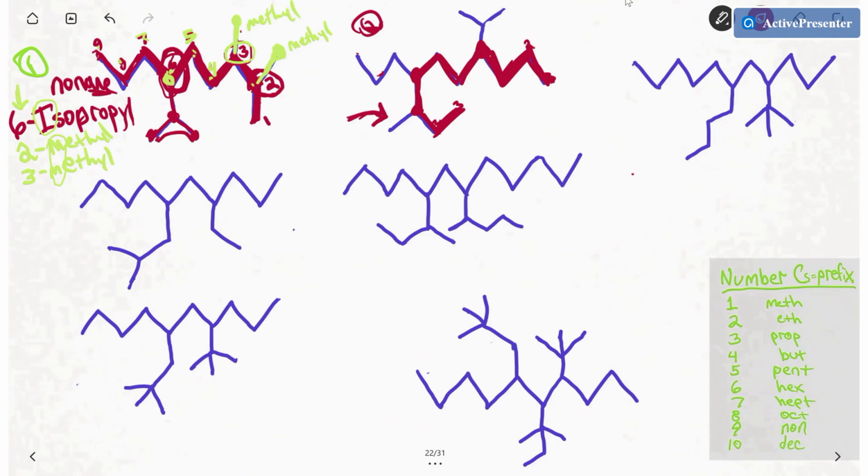Now, how do we number these? Well, we have to number them so the first substituent gets the lowest number possible. So if we go 1, 2, 3, 4, that would be 4. But if we started over here, 1, 2, 3, well, the 3 would be the lowest number for the substituent right here. So we're going to go with that. And then we follow the parent chain line up.